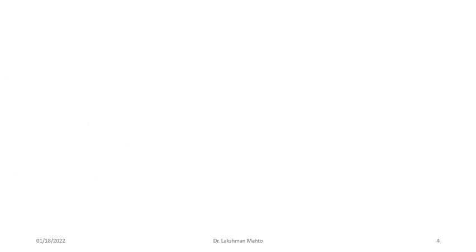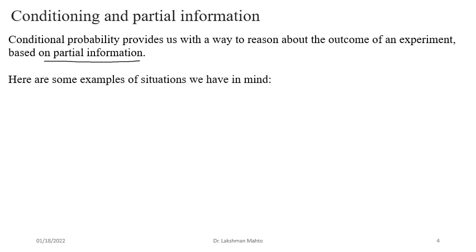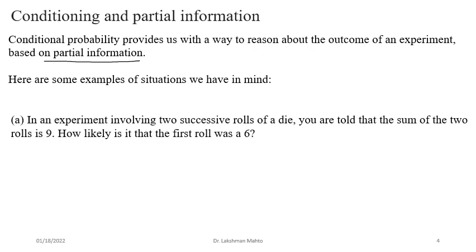So coming to conditional probability, how do we define it? In the last class we had already seen how partial information leads toward conditioning. Conditional probability provides us with a way to reason about the outcome of an experiment based on some partial information. There would be some partial information involved in that question. Some situations we had already discussed in the last class.